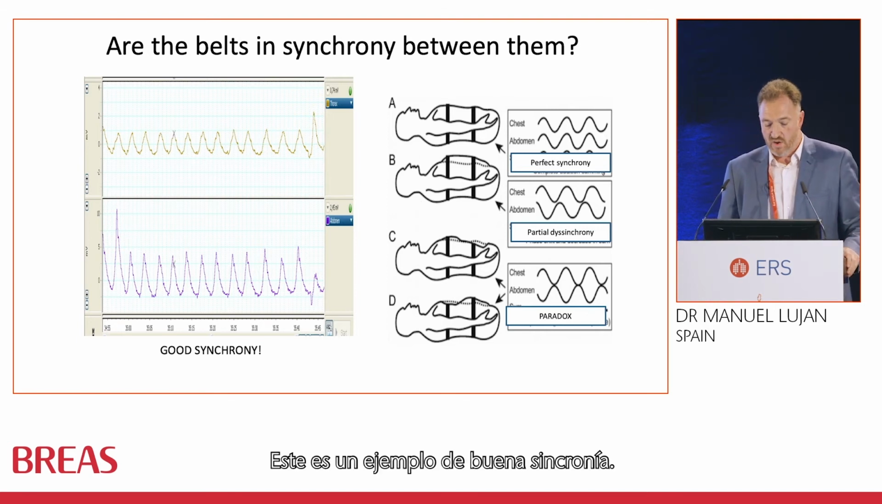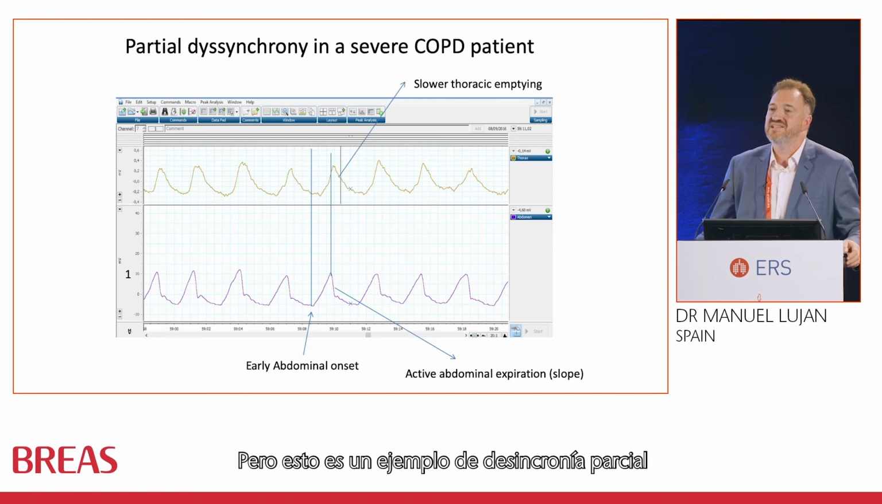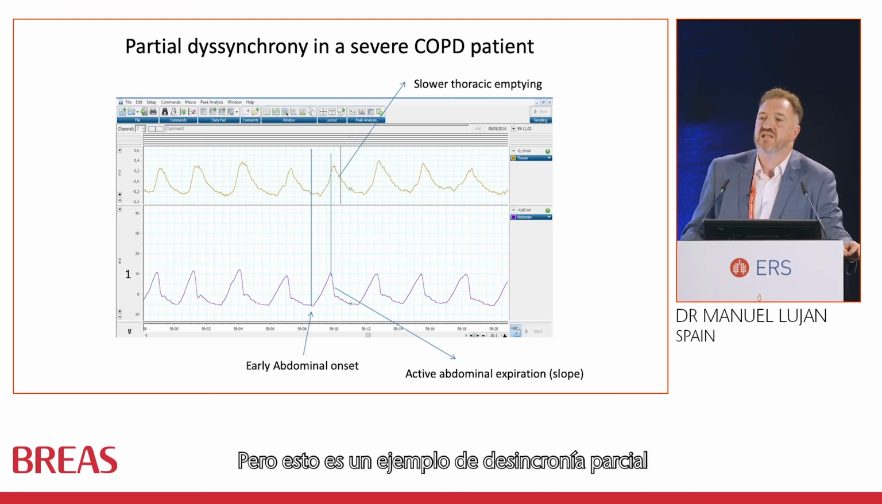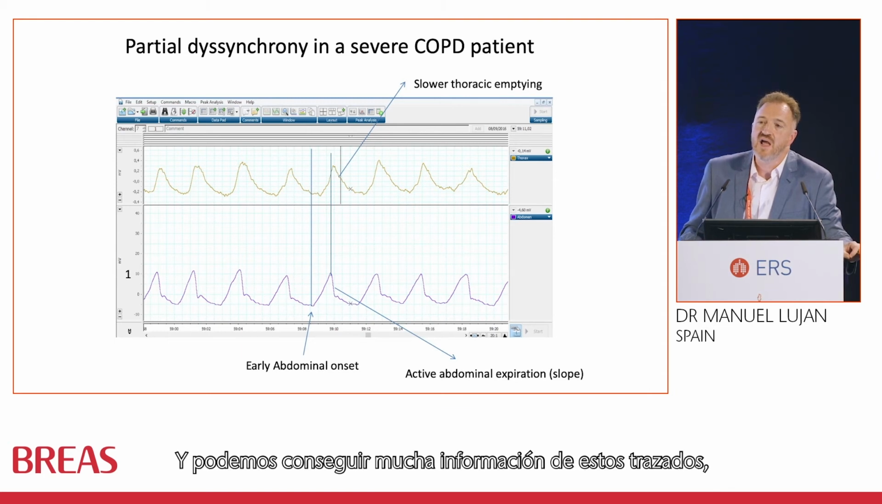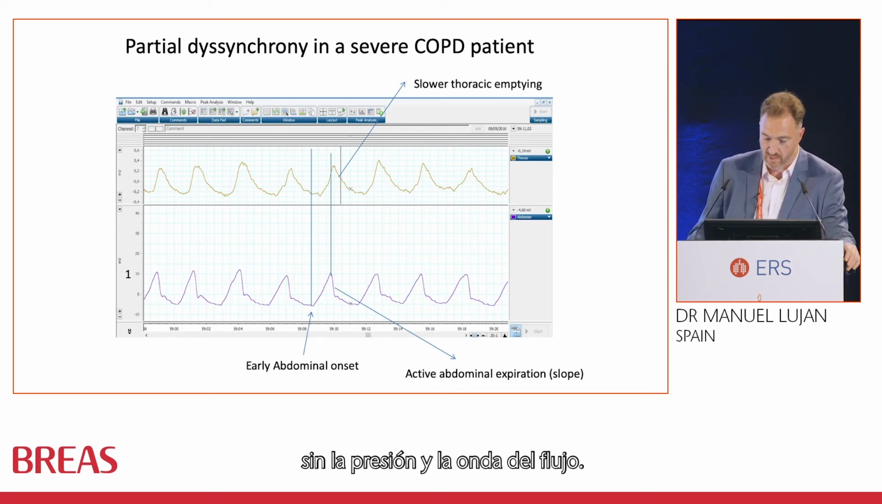This is an example of a good synchrony. When the abdomen increases, the thorax also increases. But this is an example of a partial desynchrony in a COPD patient. And we can acquire a lot of information from this tracing, even without the information of the ventilator, even without the pressure and flow waveform.